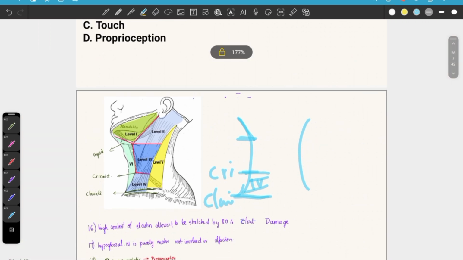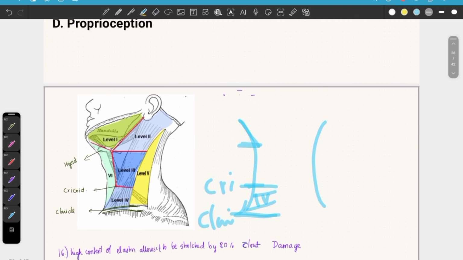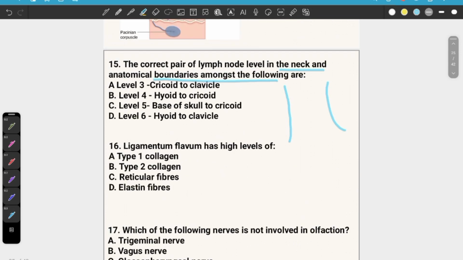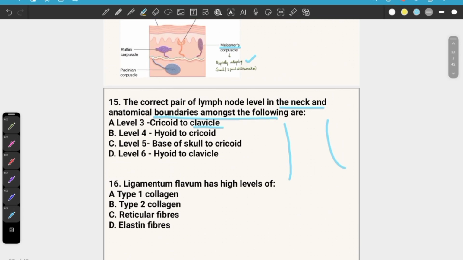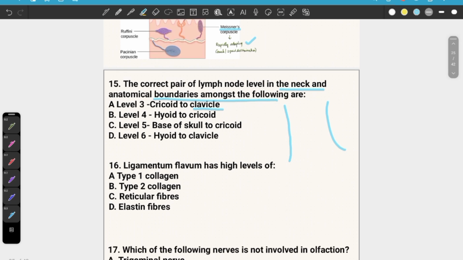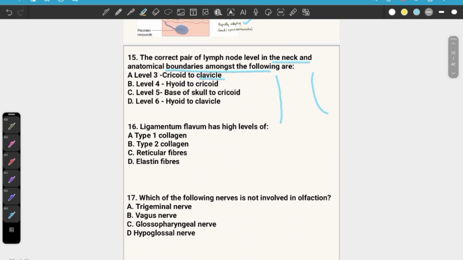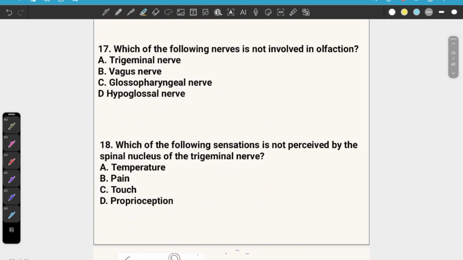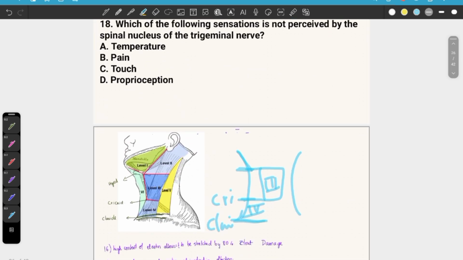But they have not asked that. Now first we have to see from hyoid to cricoid, that is the third one. They are telling hyoid to cricoid, but they said clavicle. That is wrong. Actually, from hyoid to cricoid is nothing but the third one. So cricoid to clavicle is the fourth lymph node.